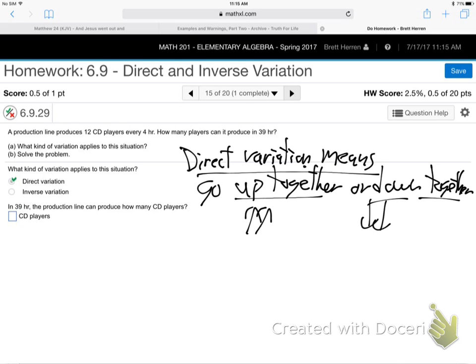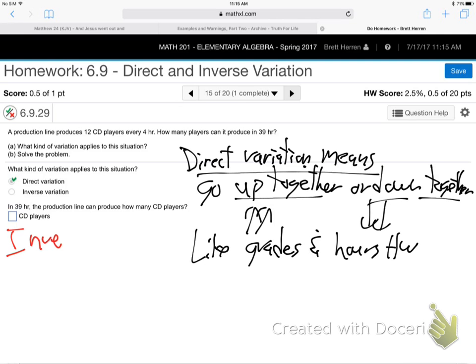So that would be like grades and hours of homework. Right? The more hours you spend on homework, the higher your grades go. The fewer hours you do on homework, the lower your grades go. Right? They go together.